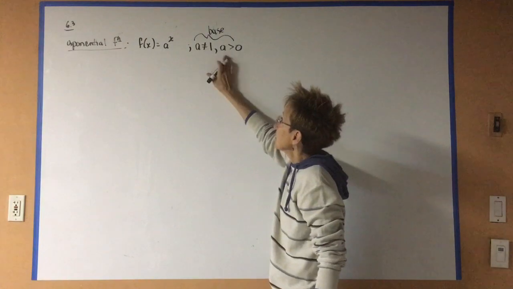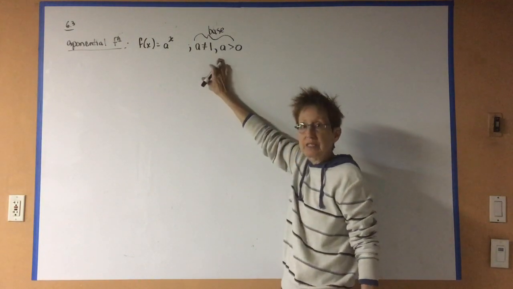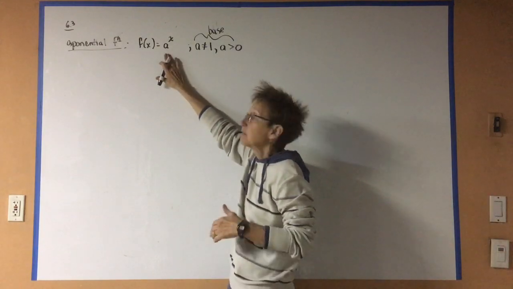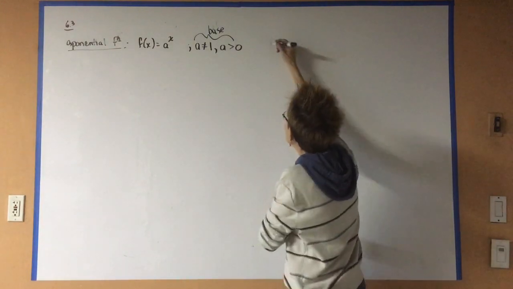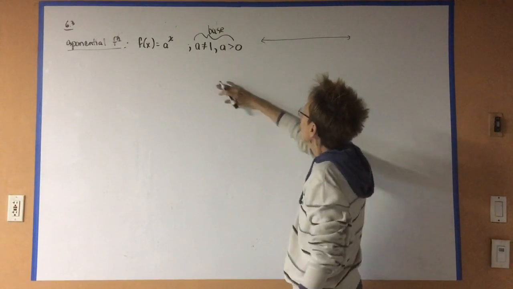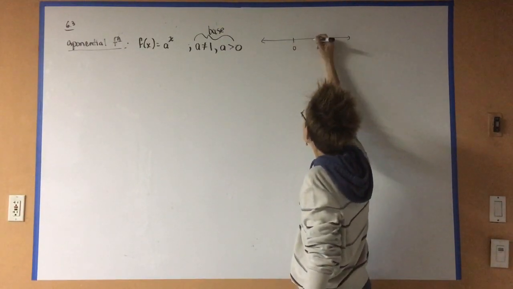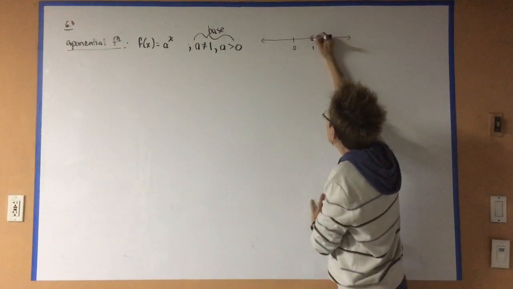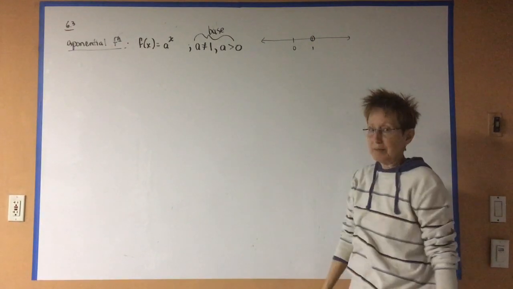And this is the base, which is going to be a number, but I'm restricting the numbers. And I'm saying the number that the base gets to be, for this to be an exponential function, it needs to be, let's see, so here's a number line. It needs to be not 1 and greater than 0, so here's 0, here's 1. So it can't be 1. So I'm going to put an open circle around 1 to show it can't be 1.